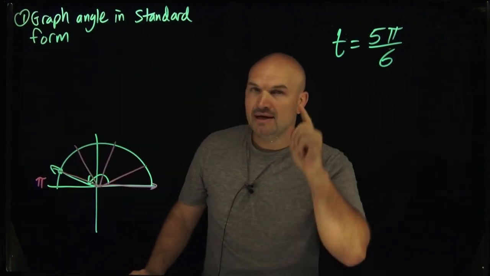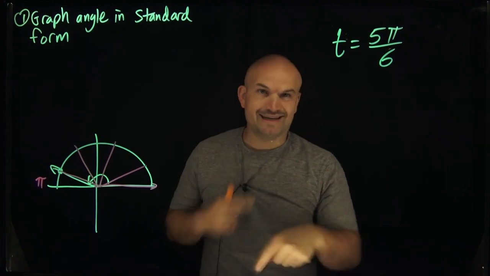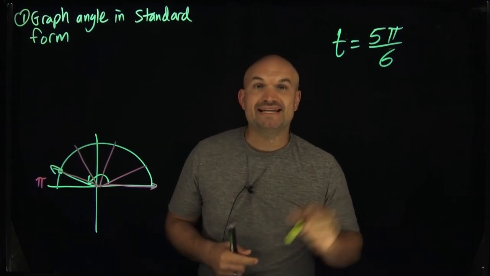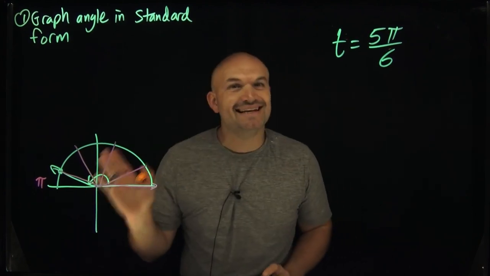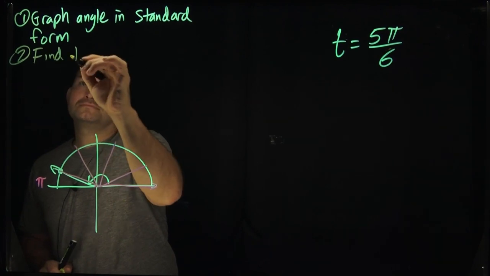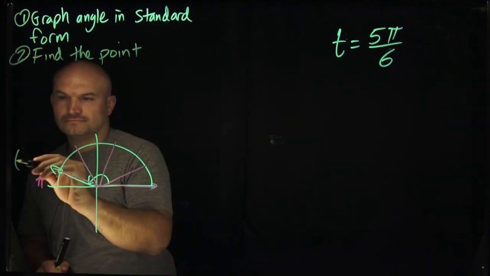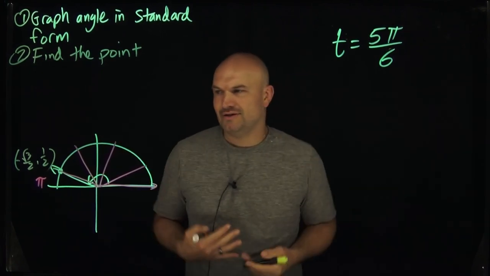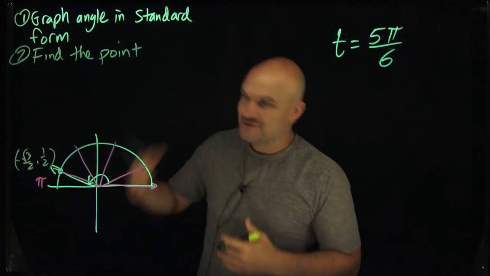Okay, so that's the first step. And a lot of times you can do this in your head, which is the good thing. It just takes a little bit of practice to do this. The next step that I want you to be able to do is to find the corner point where your angle is going to intersect on the unit circle. Okay, and again, you can see that I found that point rather quickly. And you're like, how did you know how to find that point so quickly?